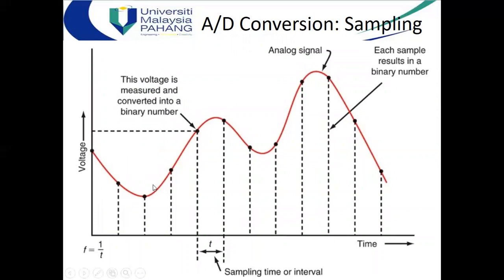How does the sampling work? This is one information signal, a continuous signal. We know f equals 1 by T, so this period is T. Sampling we are taking at equal intervals with a fixed width, just an instant, a very, very small width for each sample. So these are samples. Sample means we are taking the amplitude level of the original signal.